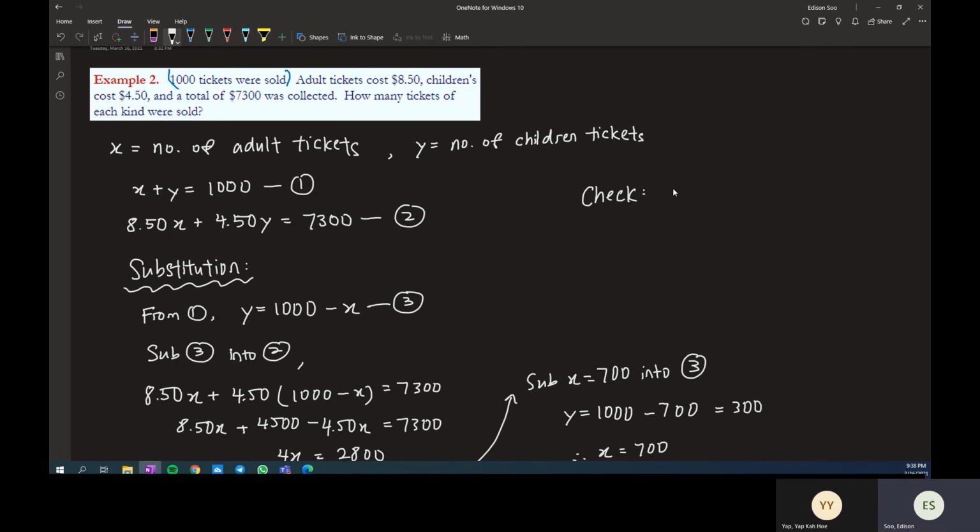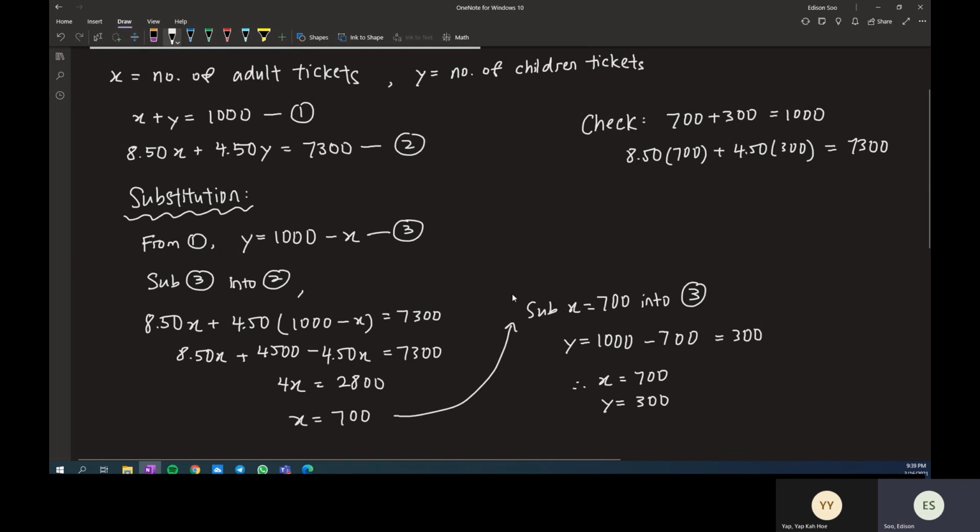We sub x back into the first equation, 700 plus y, which is 300. Does it equal 1000? Yes, it does. And for the second equation, we sub x equals 700 and y equals 300. What does it give? Let me check in my calculator. Yeah, it gives 7,300. So a good practice is to always check your answers during examination so that you can double check if your answer is correct or not.